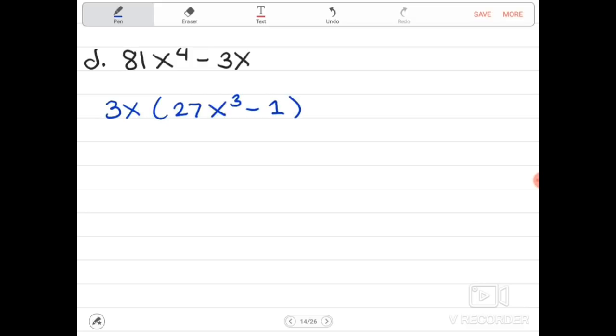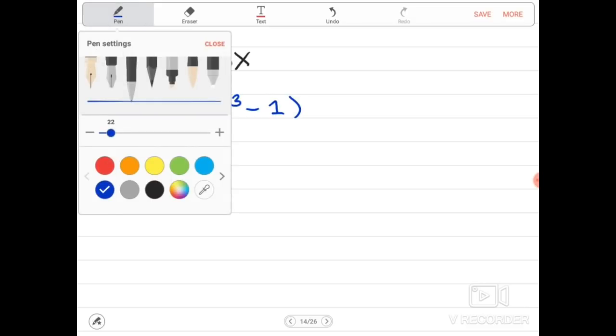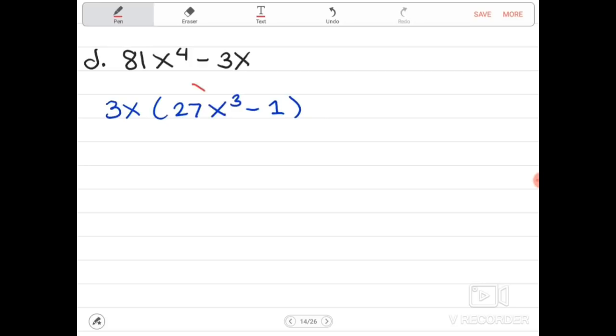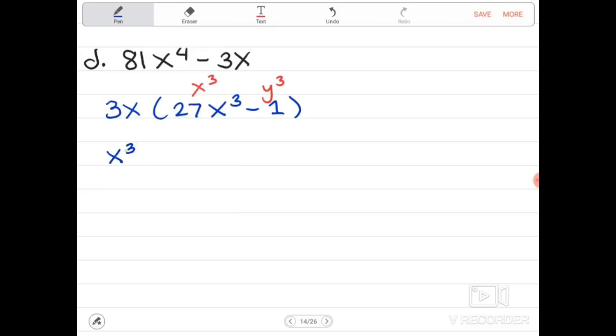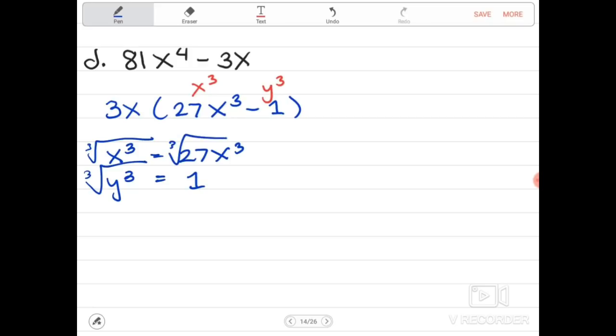Then, proceed tayo sa pangatlong type of factoring. They are perfect cubes. This is your x cube. This is your y cube. So, we have x cube is equal to 27x cube. Y cube is equal to 1. Get the cube root. So, yan. Get the cube root natin. So, x is equal to 3x. Y is equal to 1.